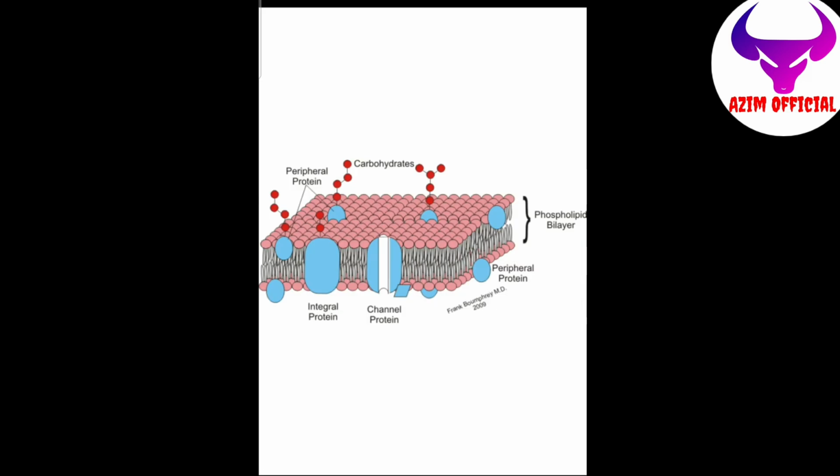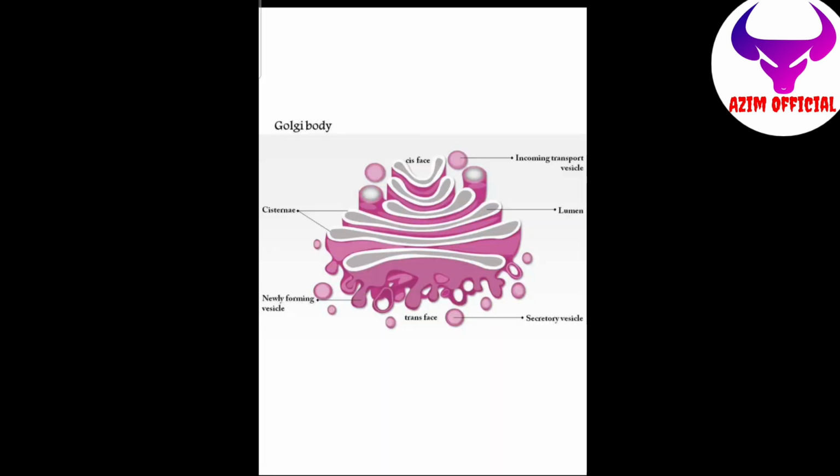Same as the plasma membrane. Next slide, please. All those carbohydrates you can see in this picture. This is the Golgi apparatus. Golgi apparatus, we have another organelle.